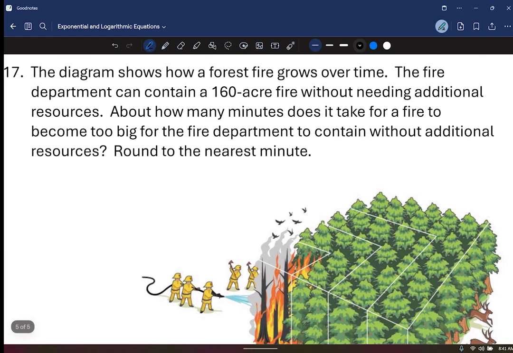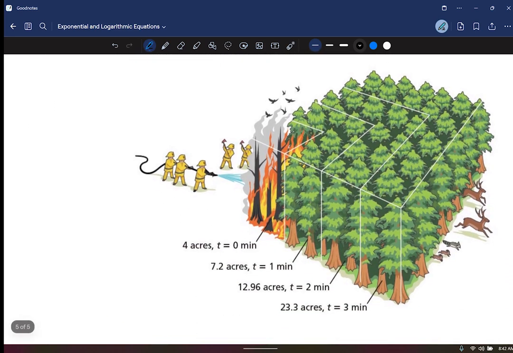All right. The diagram shows how a forest fire grows over time. The fire department can contain a 160-acre fire without needing additional resources. About how many minutes, so we're looking for a time, does it take for a fire to become too big for the fire department to contain without additional resources? Round to the nearest minute. So obviously this has a growth rate because we go from 4 to 7.2, 12.96, 23.3.